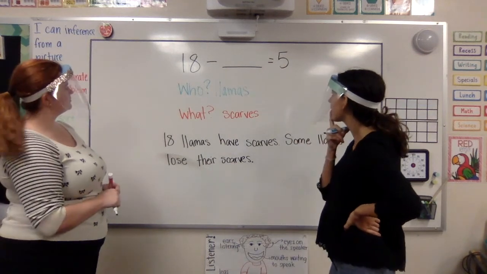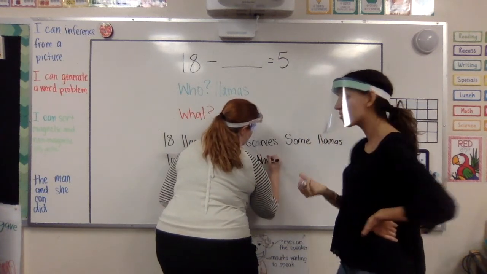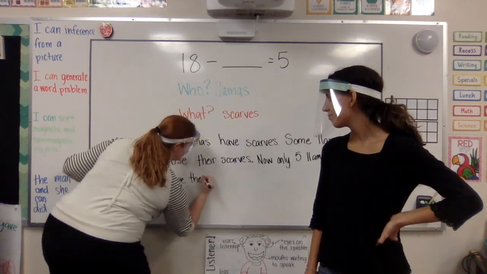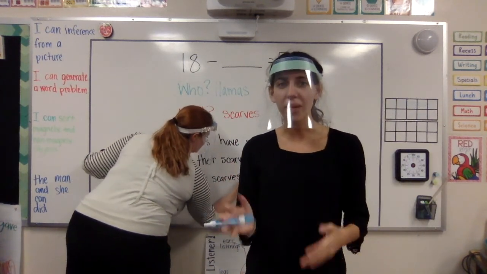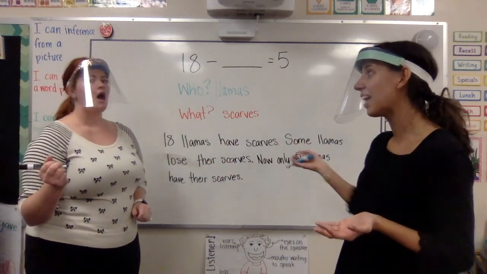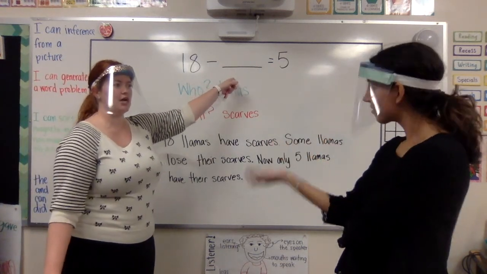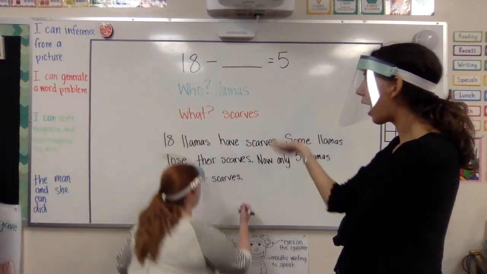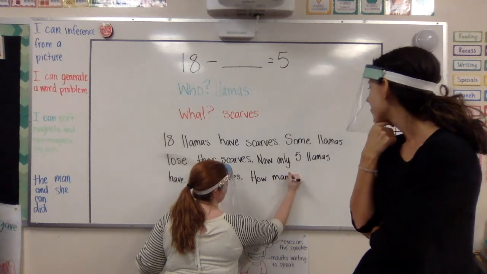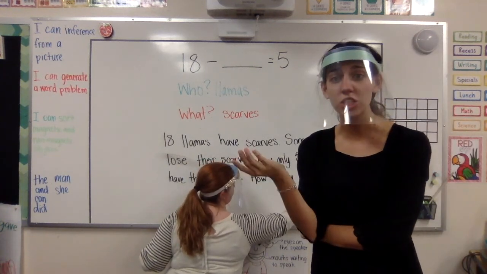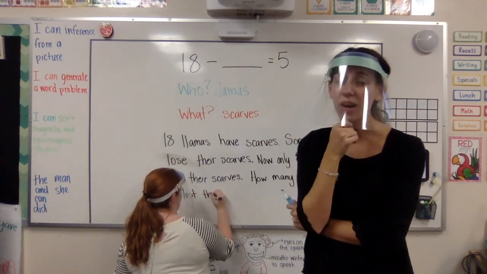Well, looking at my number sentence, I could say now only 5 llamas have scarves. Okay, are we done? Well, no, because in a word problem, we have to have a problem. We have to have a question that we have to answer. So I'm wondering how... we don't know this one, Miss Lestico. Exactly. So we have to figure out how many llamas lost their scarves. So we have to make sure that we have a question that tells the reader what they're looking for, their mystery number in our word problem.